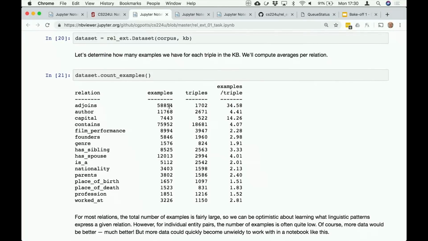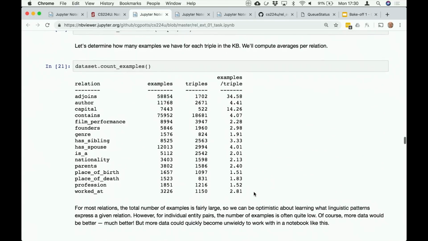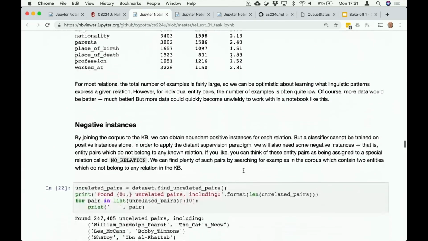Like for adjoins, there are 60,000 examples altogether but 1,700 triples. And it means there's a lot of examples for every triple. We have about, on average, about 34 examples for every triple. That's terrific. We have lots of evidence, lots of examples to draw features from to help us learn an extraction model for this relation. There are other relations where the number of examples is much smaller. So some of these have an average number of examples per triple of like 1.5. And that means we're going to have a lot less evidence in the corpus to draw on.